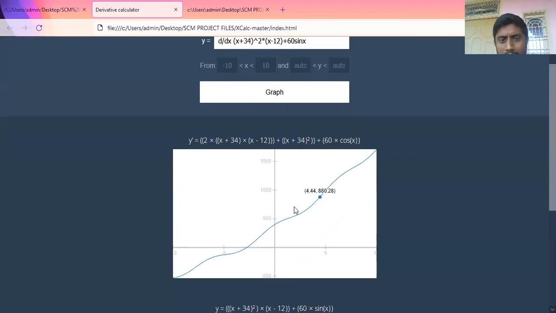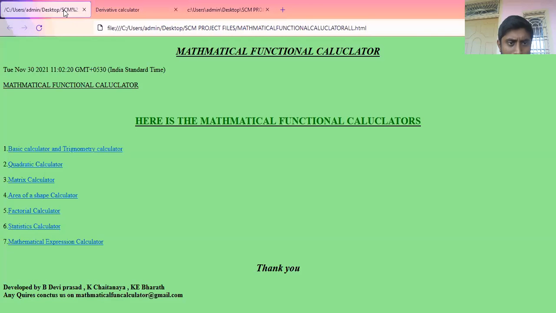So we can see the graph which we plotted here for the calculations of d by dx for the above equations. So that's it about our calculator. Thank you.